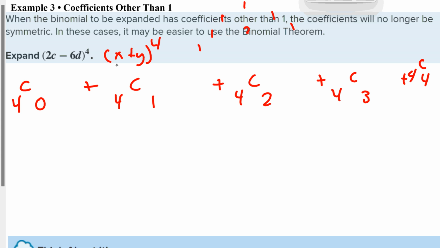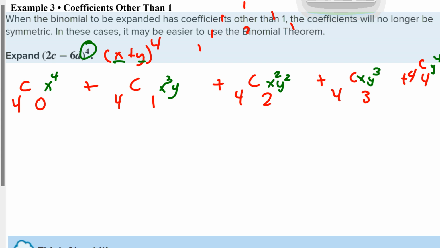Normally if it was just x, y, this would be x to the 4th, then x cubed, then x squared, then x, and then our constant, no x's. And for y, it'd be no y's, and then y, because I have to get a total of 4, and then y squared, y cubed, and then y to the 4th.